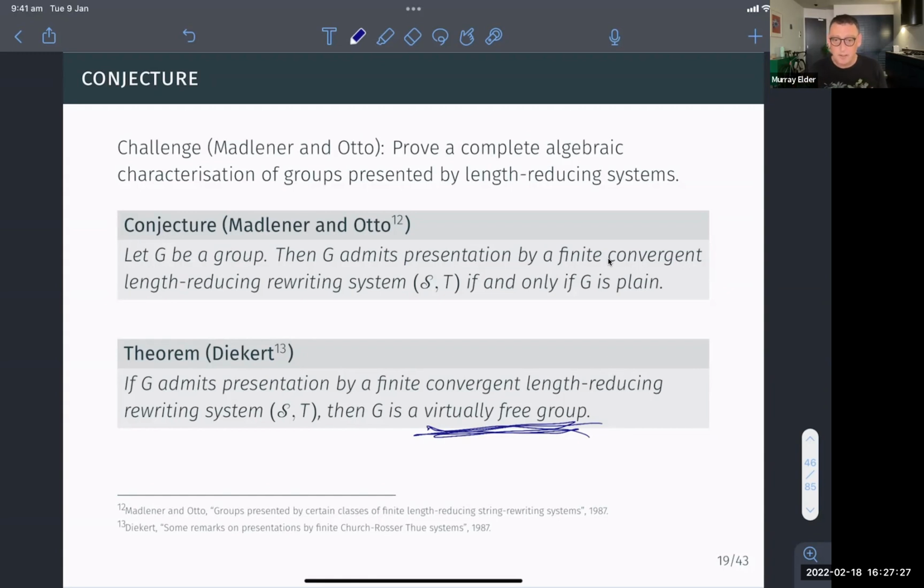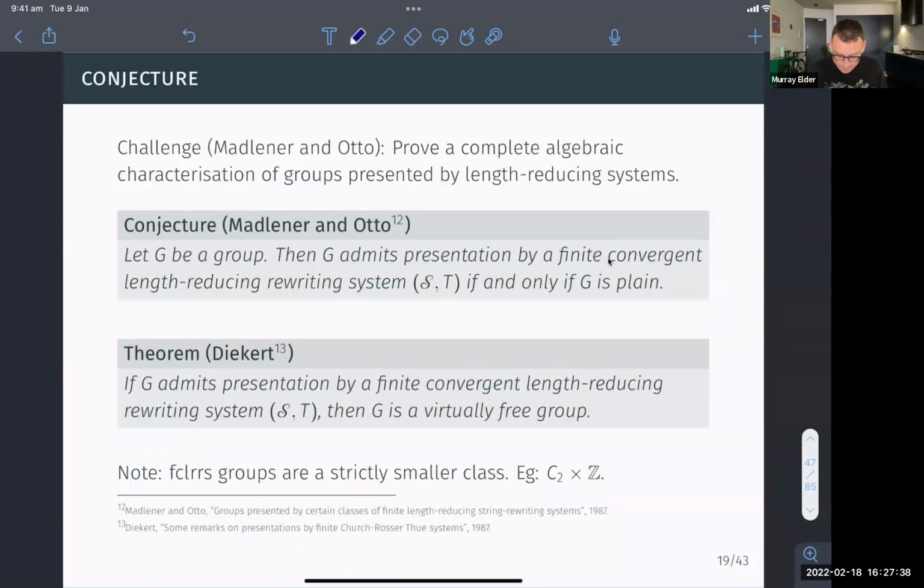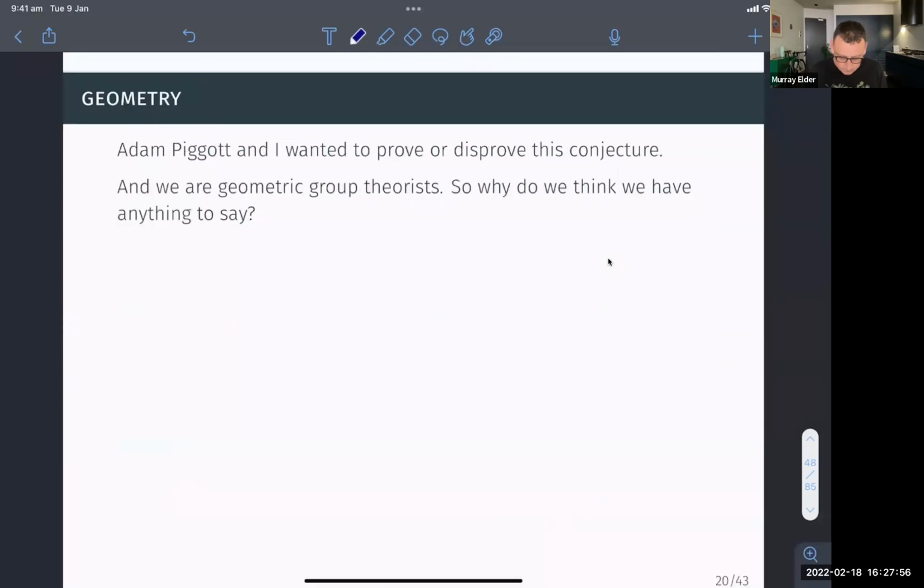So if we look at Bass-Serre theory, the graph of groups shouldn't have any non-trivial edge labels, edge stabilizers. Okay, and you can prove using something about the centralizer that an example like this, which is obviously virtually free, is not presented by a finite convergent length reducing rewriting system. So I have a statement coming up about how to see that.